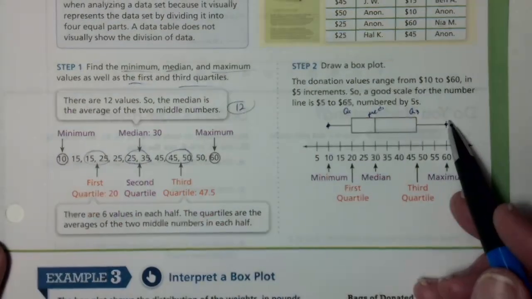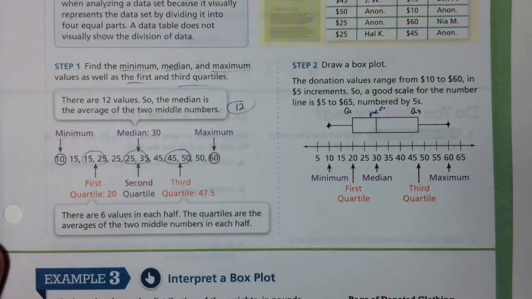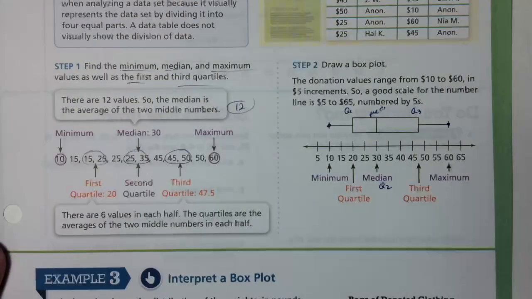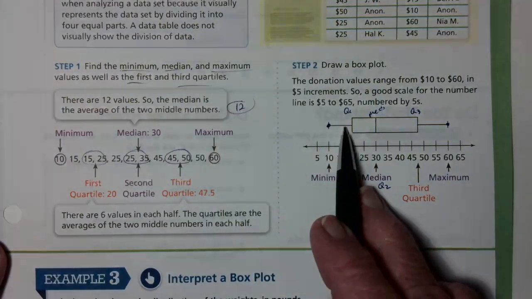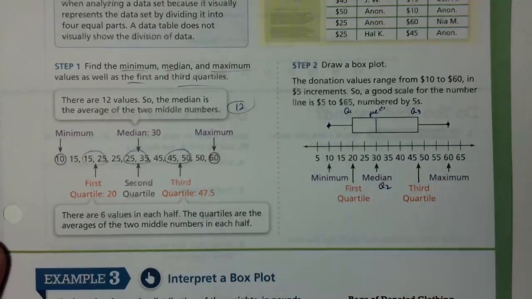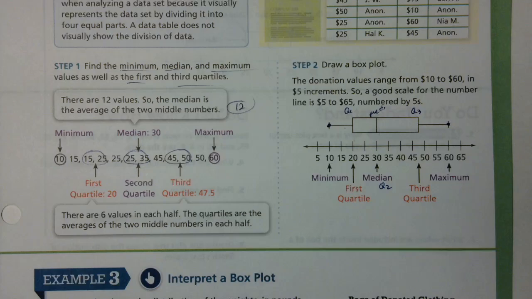My low, my high, Q1, median, Q3. Median is also Q2. You need to know that. First quartile, first fourth, second fourth, third fourth, fourth fourth. Okay.